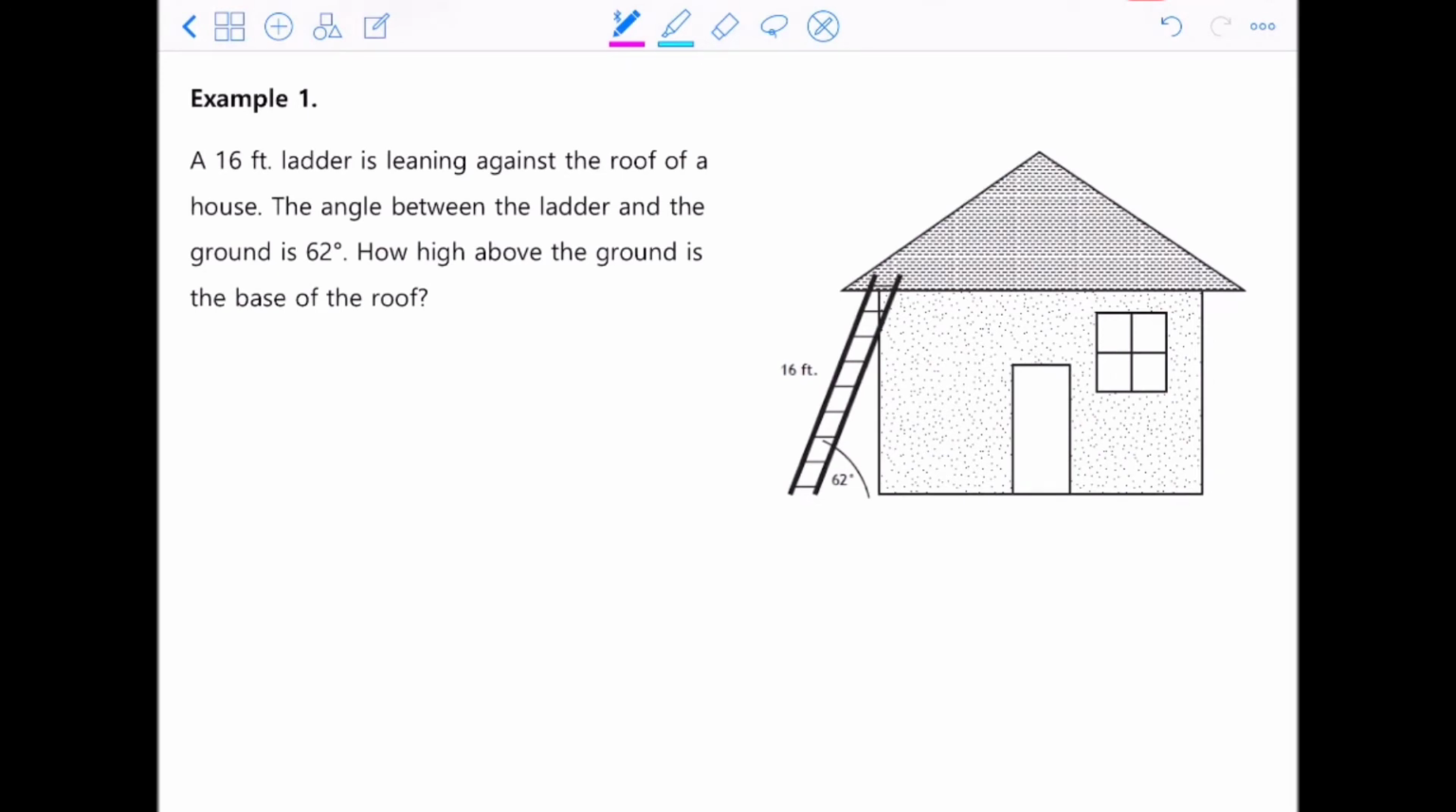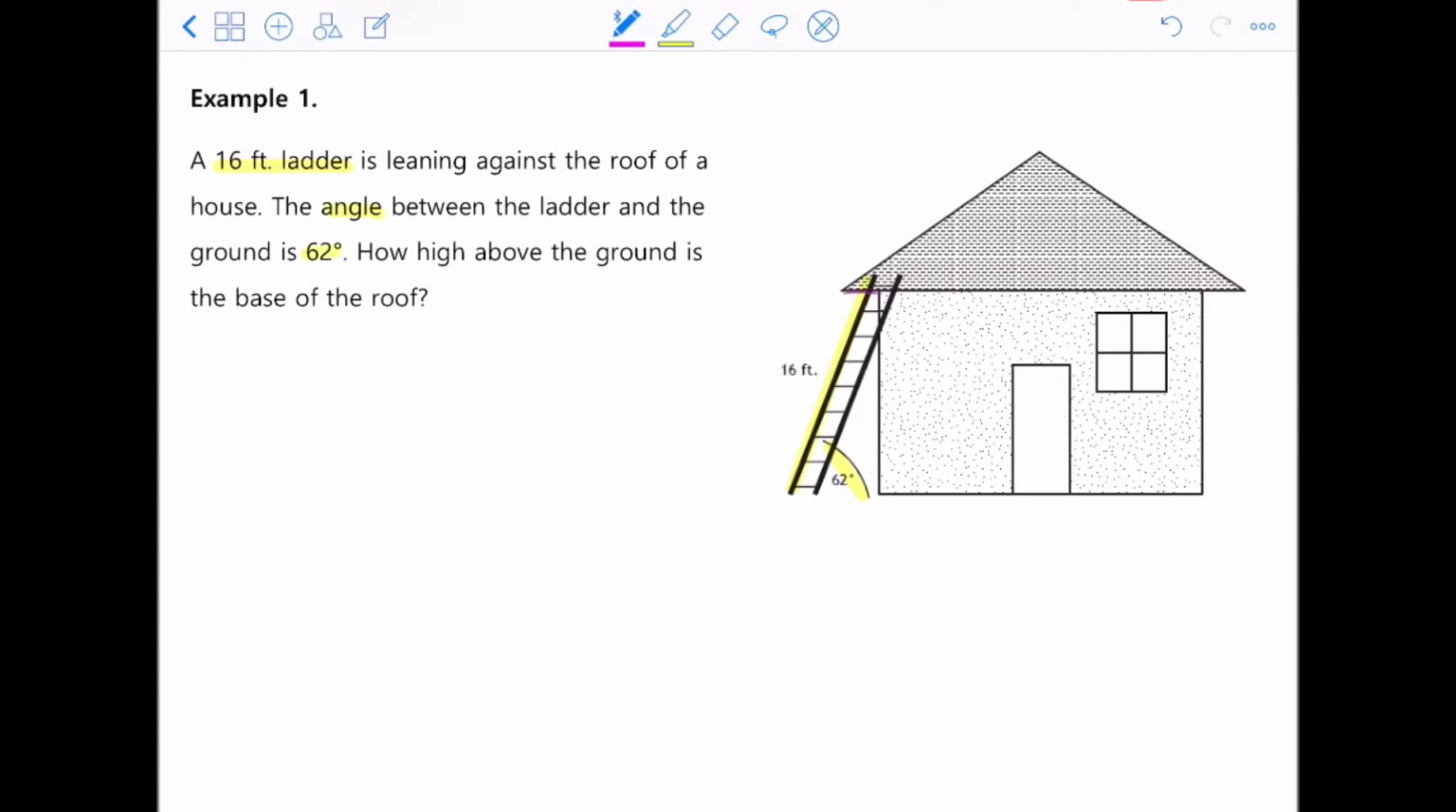A 16 feet ladder is leaning against the roof of a house. The angle between the ladder and the ground is 62 degrees. How high above the ground is the base of the roof? So let's highlight a couple things first. We have a 16 feet ladder. That's how long this ladder is, 16 feet long. And the angle between the ladder and the ground, which is this angle here, is 62 degrees. How high above the ground is the base of the roof?